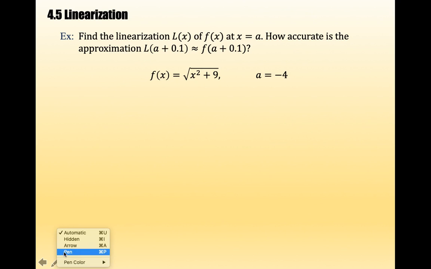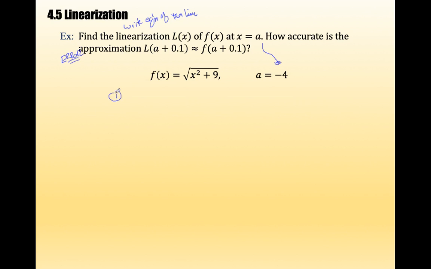So let's look at this. In this fancy language, find the linearization L of x of f of x at x equals a. How accurate is this approximation? L of a plus blah, blah, blah, blah. Oh my Lanta, right? Find the linearization. Write the equation of a tangent line to this function at -4. Then, how accurate? Calculate the error. That's what it means. So, step 1. Please don't forget the chain rule.